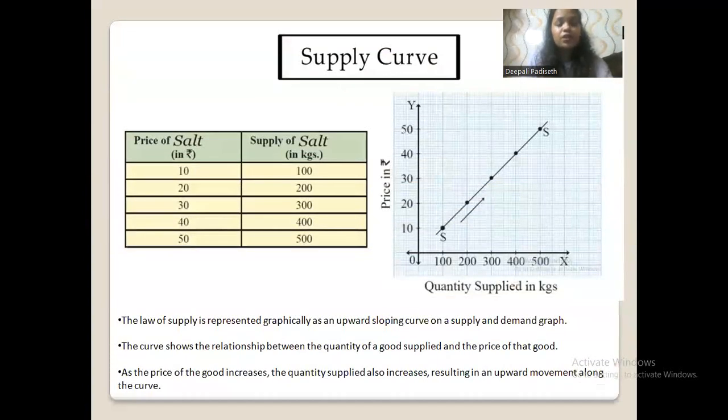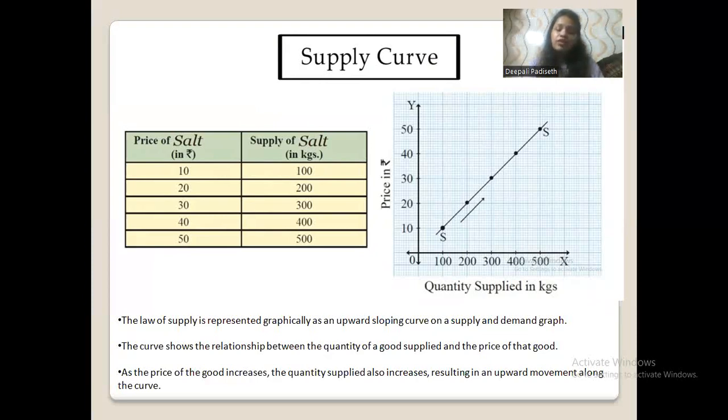So let's see the combination of price and quantity supplied by the supply curve. We will take the same example in this. Here we can see the graph, with an x-axis and a y-axis. On the x-axis there is quantity supplied in kgs, and on the y-axis we have food price in rupees.